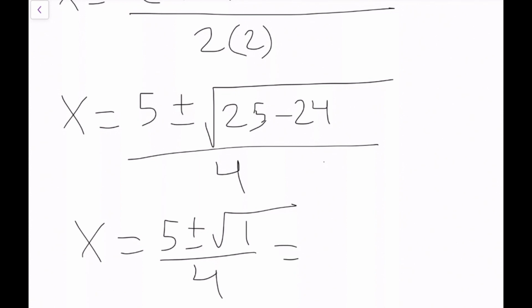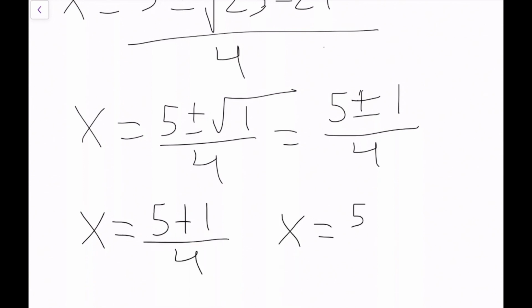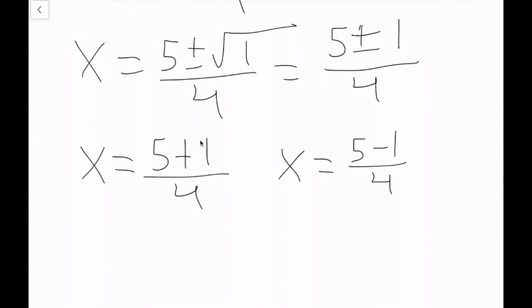But the square root of 1 is just 1. So that's the same thing as 5 plus or minus 1 over 4. All right, so now what we can do is we can separate this into our two values. So one of my x values is going to be x equals 5 plus 1 all over 4. The other one is going to be 5 minus 1 over 4. So in this case, 5 plus 1 is 6, so I get 6/4, which is 3 over 2.